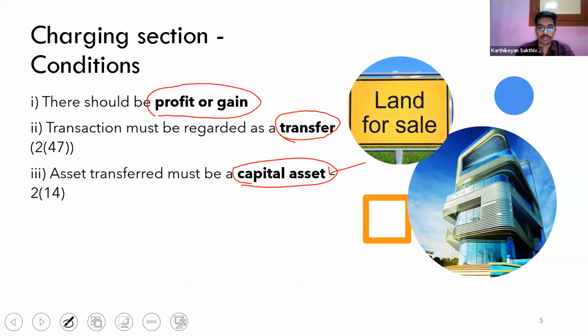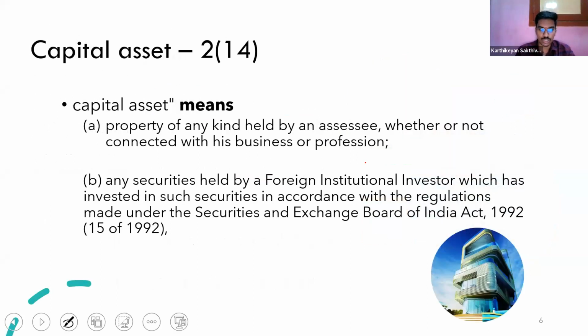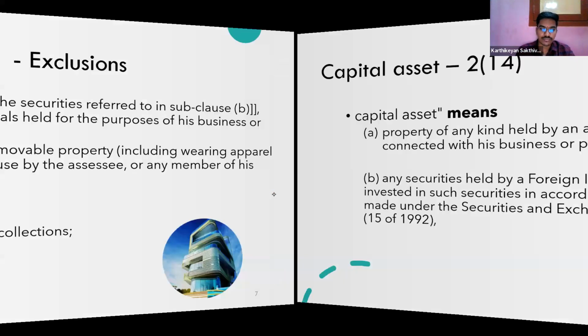First let us learn about capital asset, which is defined in section 2 clause 14. As per section 2 clause 14, capital asset means property of any kind held by an assessee, whether or not connected with his business or profession, right? So whatever is being held by you as a property is a capital asset. Second point, generally at the intermediate level, it is not required. Any securities held by a foreign institutional investor, FIIs, is also a capital asset, right?